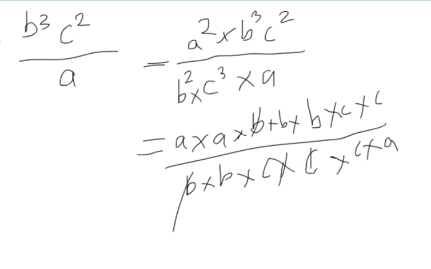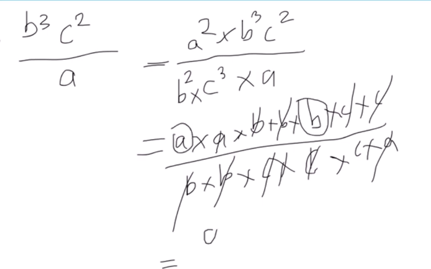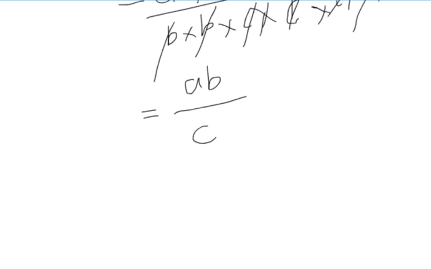Alright, as you can see, this b can cancel off this b, this b can cancel off this b, this c can cancel off this c, this c can cancel off this c, but this a can cancel off this a. So what do I remain with as my numerator? I remain with ab. What do I remain with as my denominator? I'm only seeing a c. Yeah? Are you seeing that? So the answer is going to be ab over c.